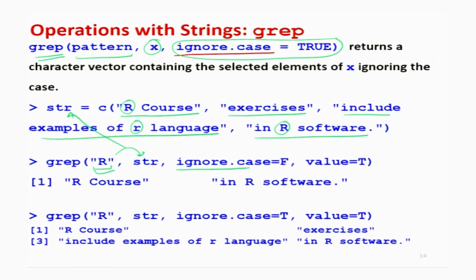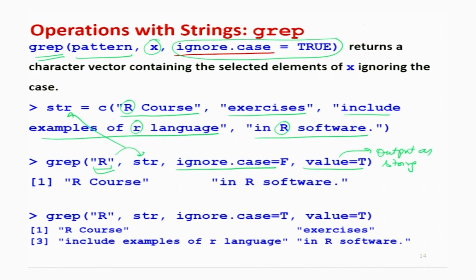Now I want to replace the capital R in this string str, and I want to set ignore.case equal to false, right. That means you are not allowed to ignore the case. Ignore case is false, that means you cannot ignore the case, and then value is equal to true. So value equal to true means it is going to give you the output as a string, right. So I want to show you both.